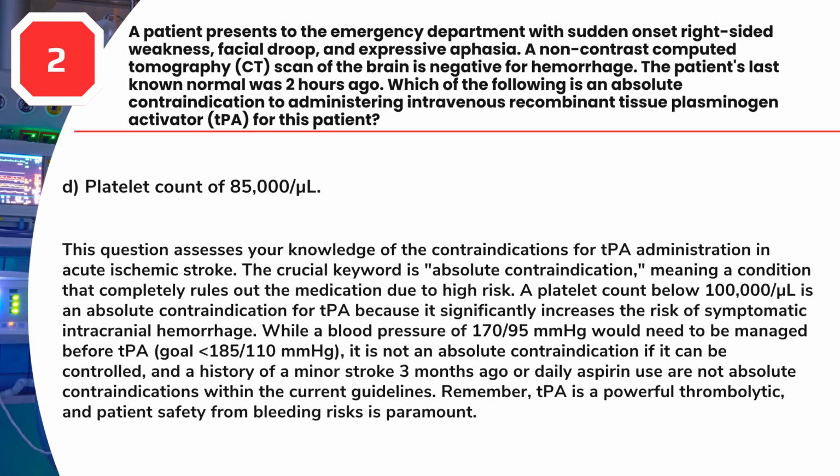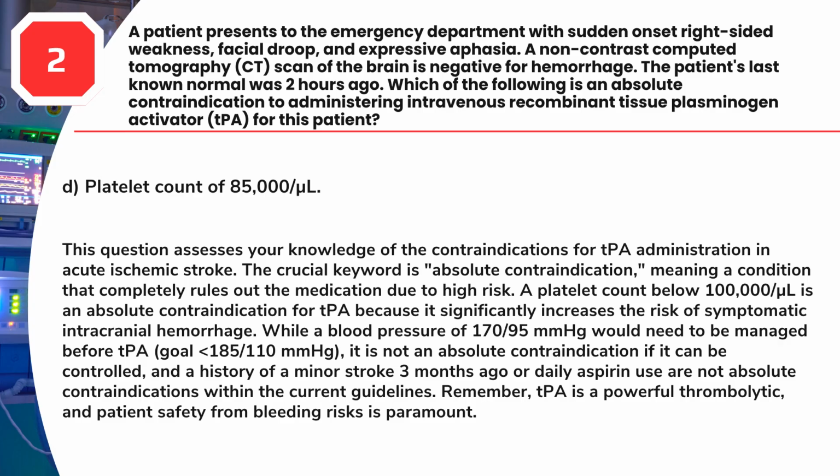Answer, D. Platelet count of 85,000/L. This question assesses your knowledge of the contraindications for TPA administration in acute ischemic stroke. The crucial keyword is absolute contraindication, meaning a condition that completely rules out the medication due to high risk. A platelet count below 100,000/L is an absolute contraindication for TPA because it significantly increases the risk of symptomatic intracranial hemorrhage.